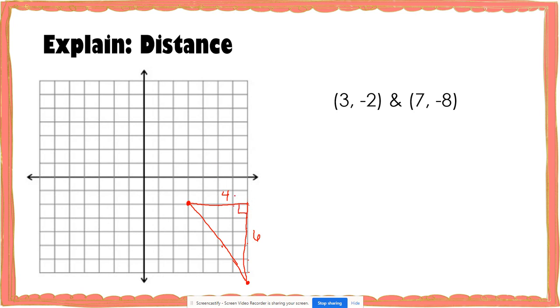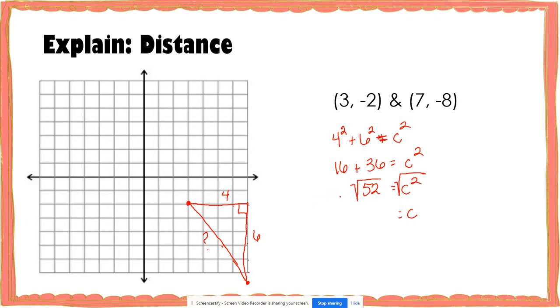So again, we have our legs and we're missing our hypotenuse. So when we plug this into our formula, 4 squared plus 6 squared equals c squared. 4 to the second power is 16, and 6 to the second power is 36. Well, when we add 16 plus 36, we get 52. Well, then we have 52 equals c to the second power. Well, we know we need to get c by itself, so we're going to find the square root of both sides. Again, 52 is not a perfect square, so we're just going to have to simplify it.